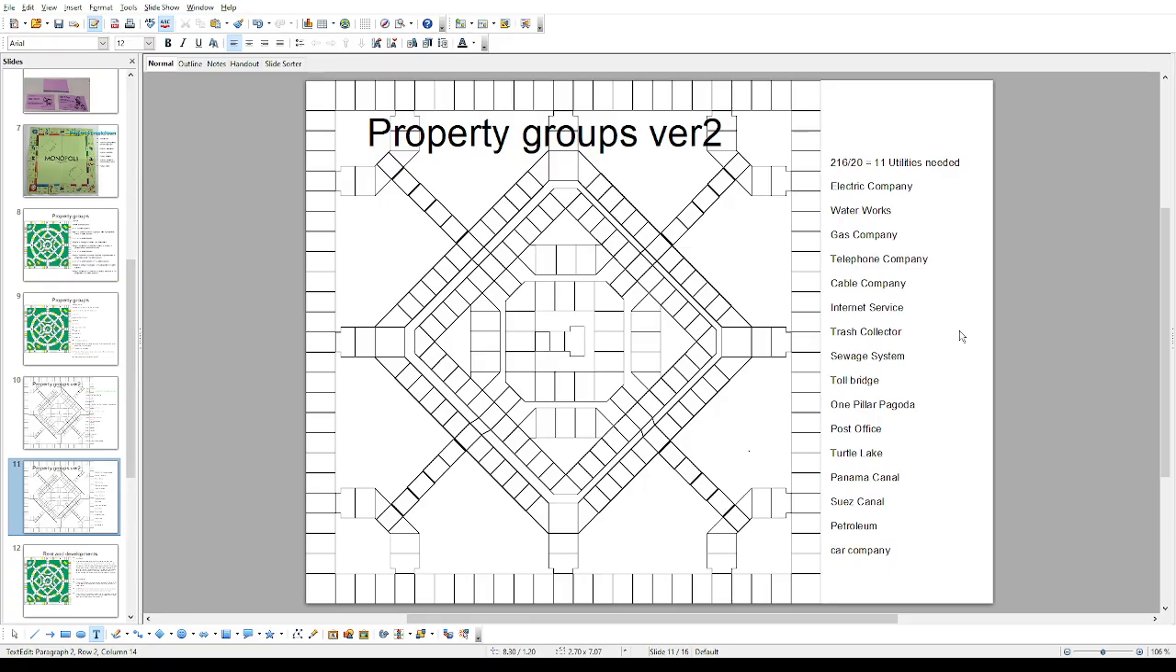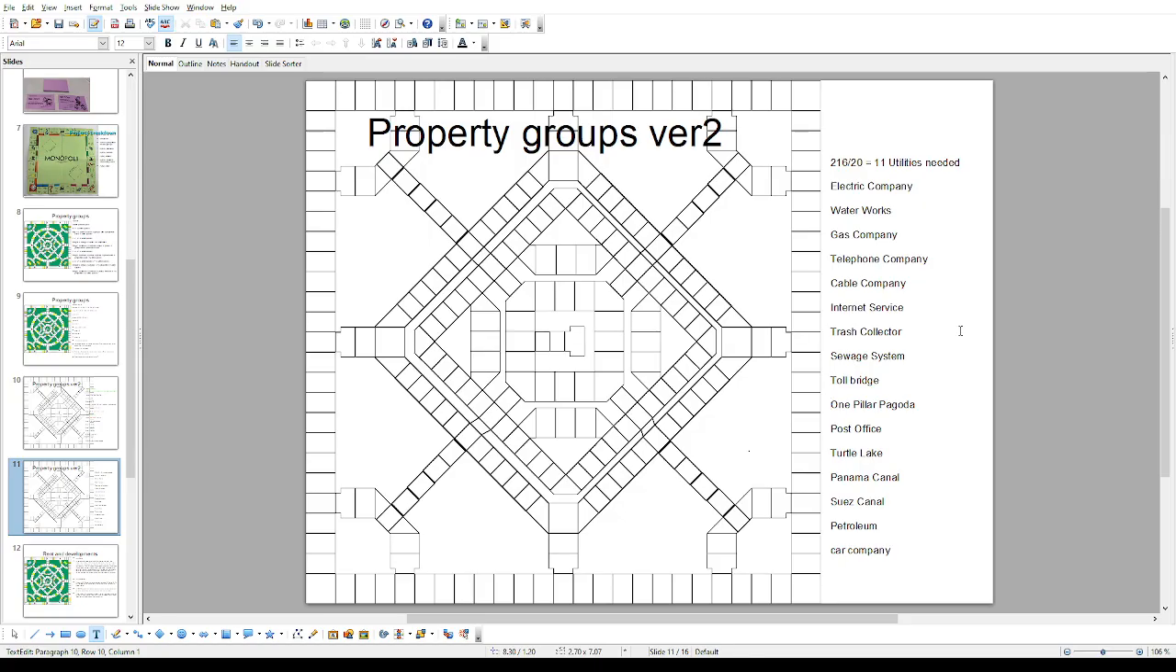Trash collector, like I mentioned before, our local one is bundled with water and sewage. But the actual services are technically different things. They're bundled together, but they're technically different things. 3, 4, 5, 6, 7, 8. That's 8 so far. All right, so I kind of want to add 3 more in there.